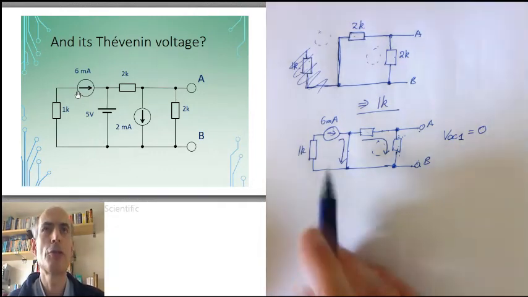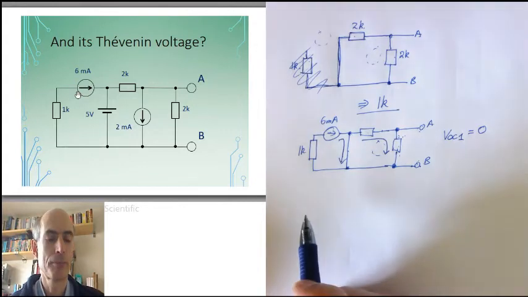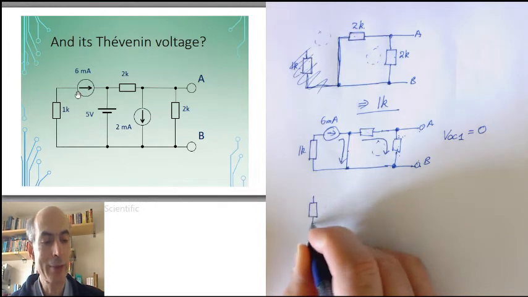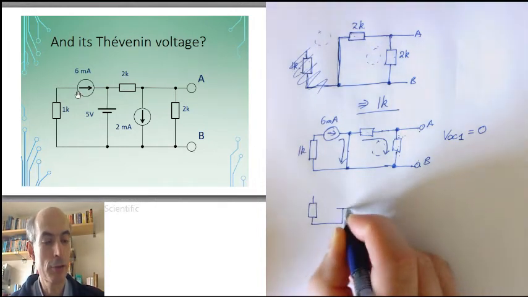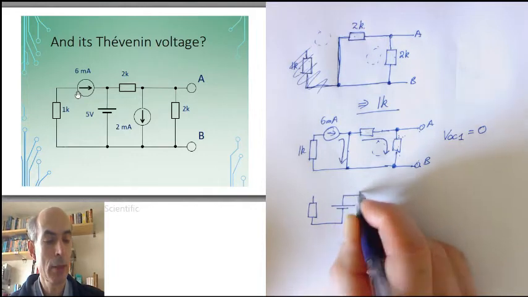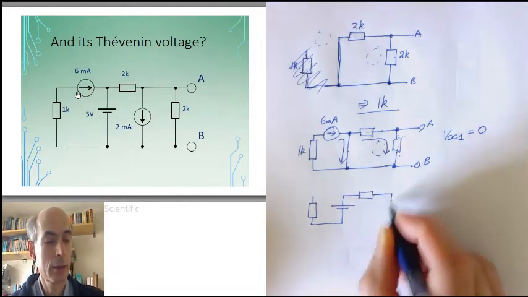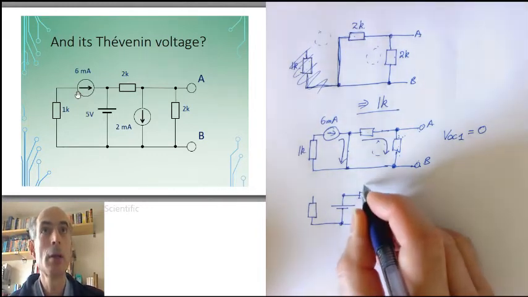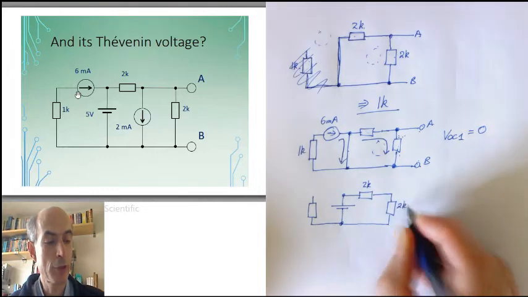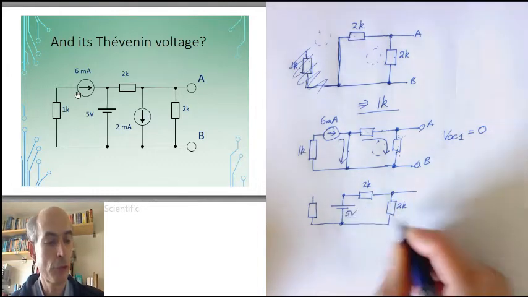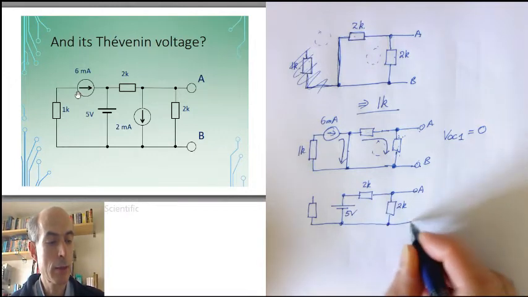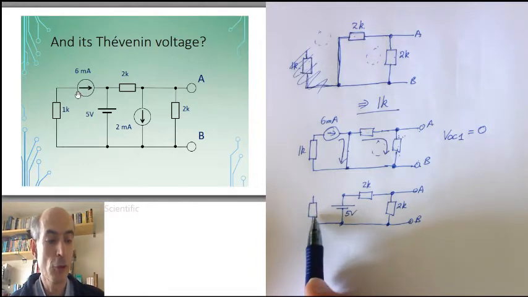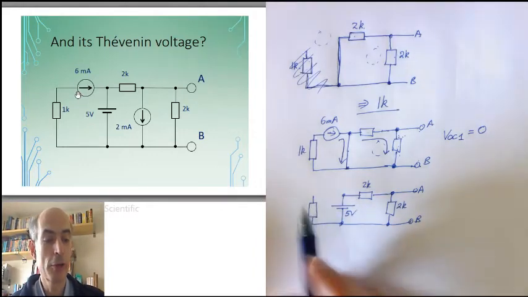Next, the contribution of the 5 volt voltage source. If I turn the other sources off, then our current sources again just become nothingness, an open circuit. My resultant circuit then looks like this. This is a 2K resistor, this is a 2K resistor, this is a 5 volt voltage source, that's A and that's B. Once again, this resistor plays no part in the circuit at all. Any current flowing through it has got nowhere to go. We can ignore it.